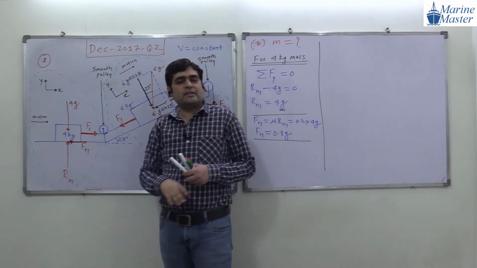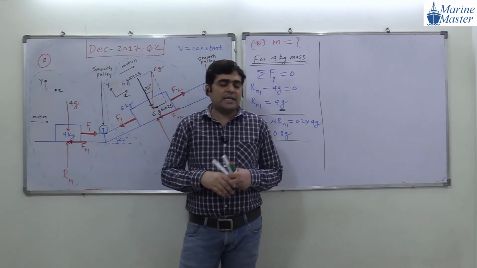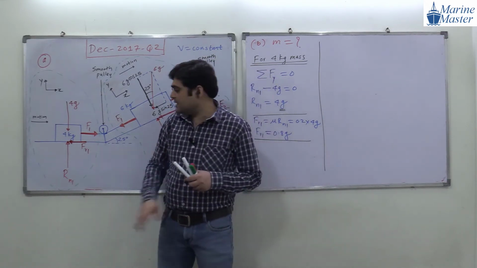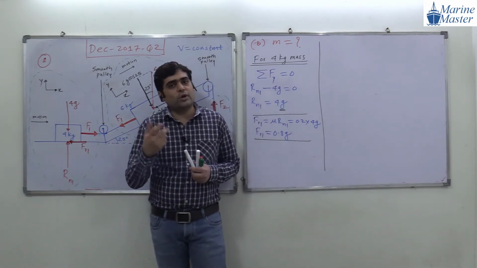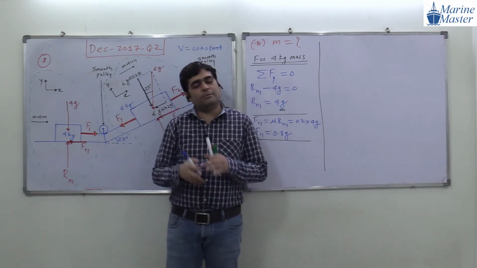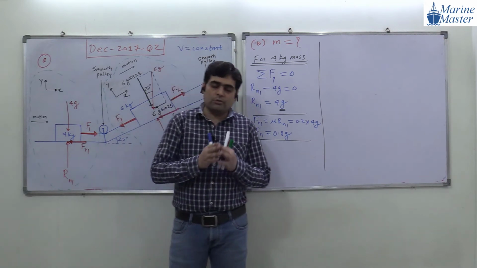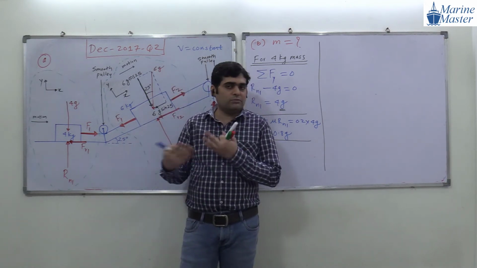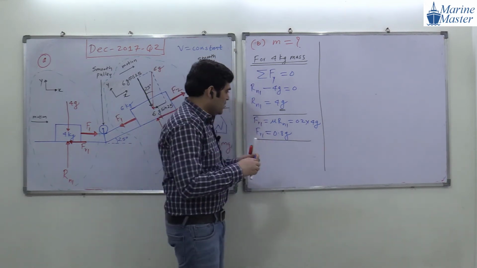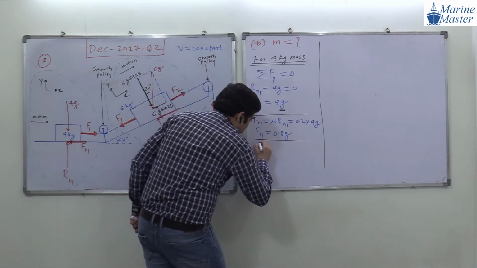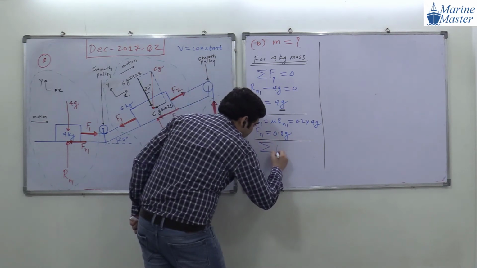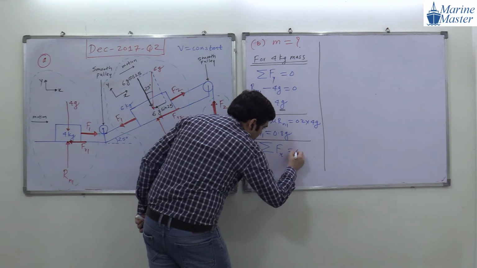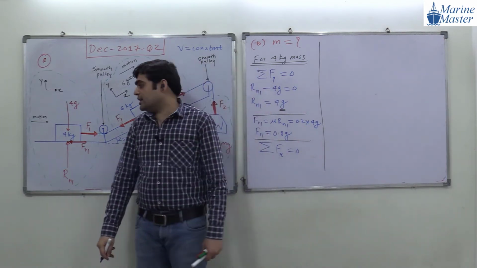We are going to take a summation of forces in x direction. And summation of forces in x direction is what, guys, here? 0. Why 0? Because here the system is in equilibrium. And if the system is in equilibrium, summation of forces in x direction and summation of forces in y direction are equal to 0. So summation of forces in x direction is equal to 0.